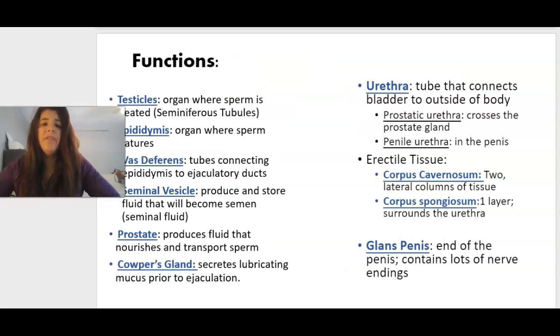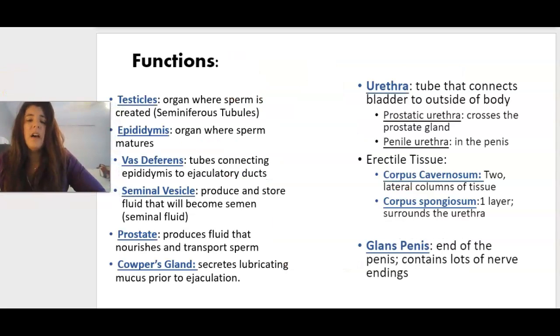So looking at some different functions, the functions of the testicles are going to be, this is where the sperm is going to be created, and the epididymis is going to be where those sperm cells will actually mature. The vas deferens is a tube that's going to connect the epididymis to the ejaculatory ducts, so it's just going to carry the sperm. The seminal vesicles, the prostate, and the Cowper's or the bulbourethral glands are all going to produce fluid that will become semen or seminal fluid.